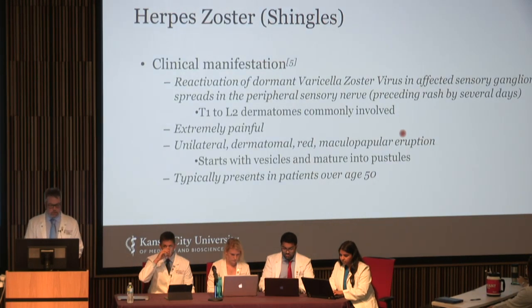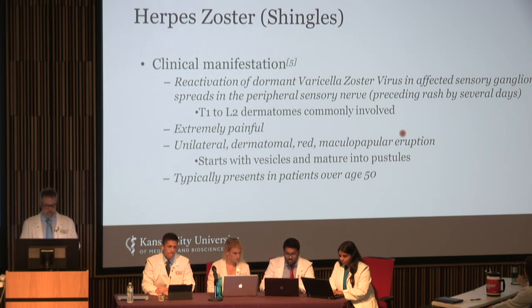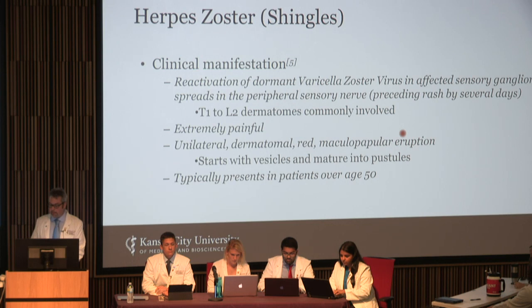Next, we'll talk about herpes zoster, also known as shingles. The clinical manifestation of herpes zoster is a reactivation of a dormant varicella zoster virus that is dormant in the dorsal root ganglion. Upon reactivation, the virus will spread through the peripheral and sensory nerve ganglion and follow a dermatomal pattern. This rash is incredibly painful, bordering on debilitating, and it is unilateral. It shows a red maculopapular eruption in the beginning and will evolve into mature pustules.